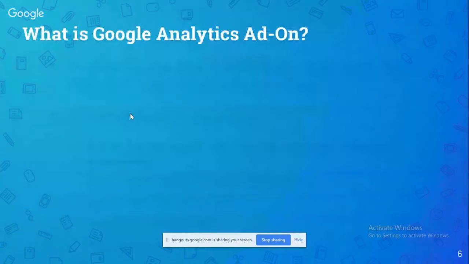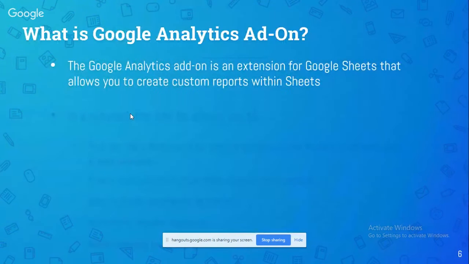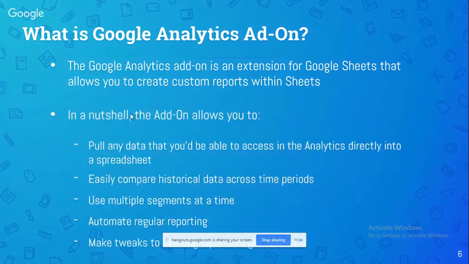So what is Google Analytics add-on? The Google Analytics add-on is an extension for Google Sheets that allows you to create custom reports within Sheets. In a nutshell, the add-on allows you to pull any data that you would be able to access in Analytics directly into a spreadsheet. So you can easily compare the historic data across different time periods. You can have multiple segments at a time. And the best part is you can automate this entire report and you don't need to do things manually.